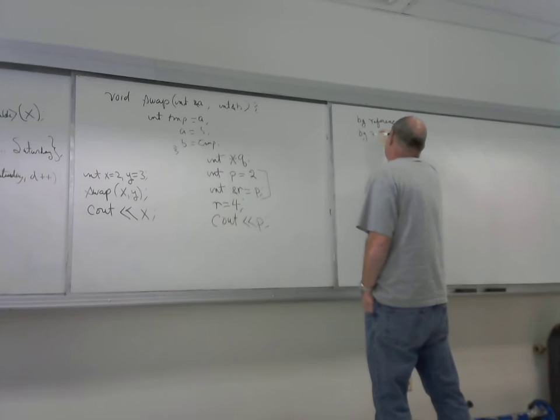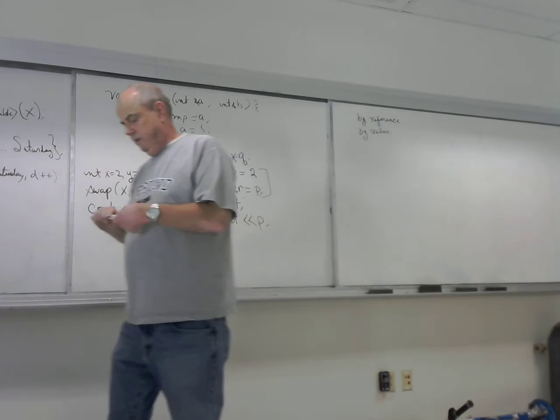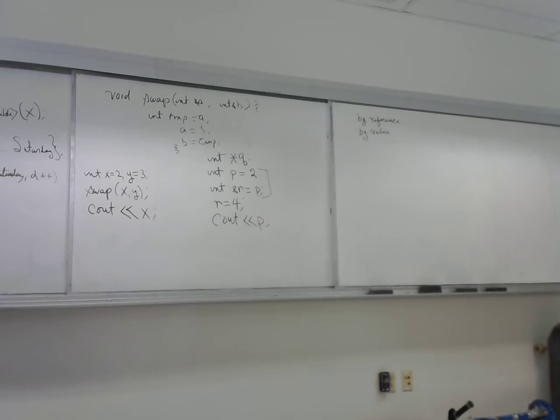So the difference between these two is important. And you have no control over this in Java. Objects are what they are. If it's a reference, you're passing it by reference. If it's not a reference, you're passing it by value. And you have no choice. In C++, you have complete choice. You can pass the same thing both ways if you want to.